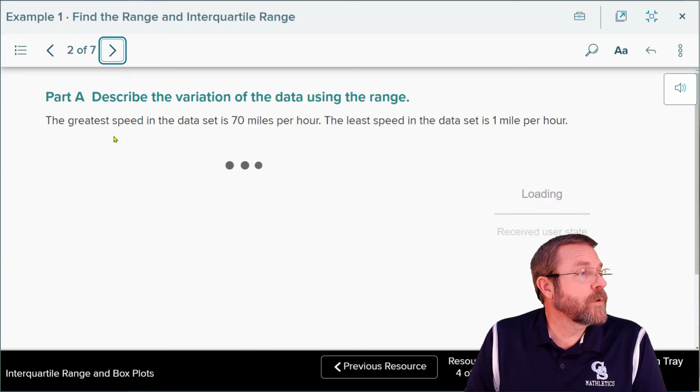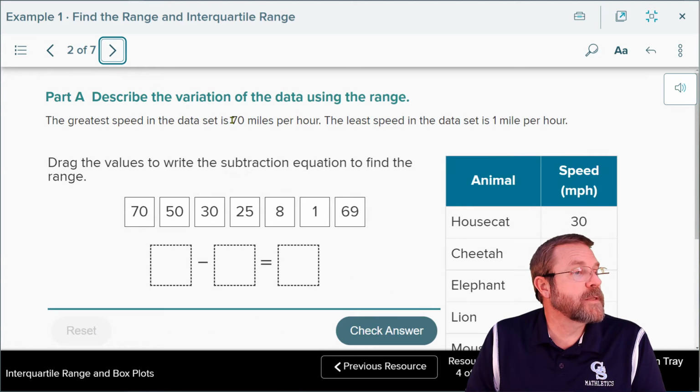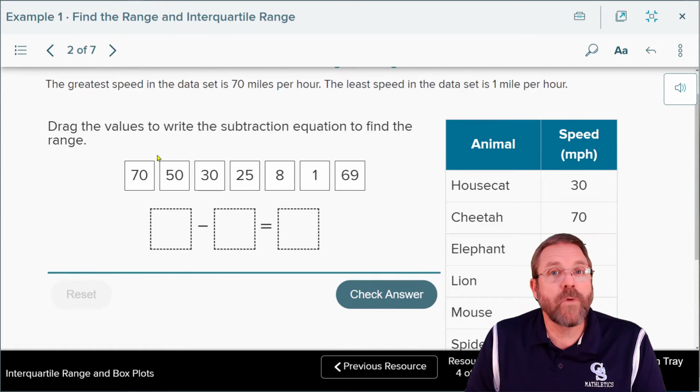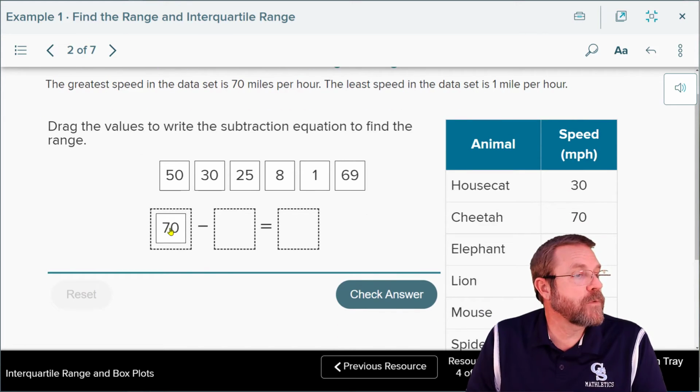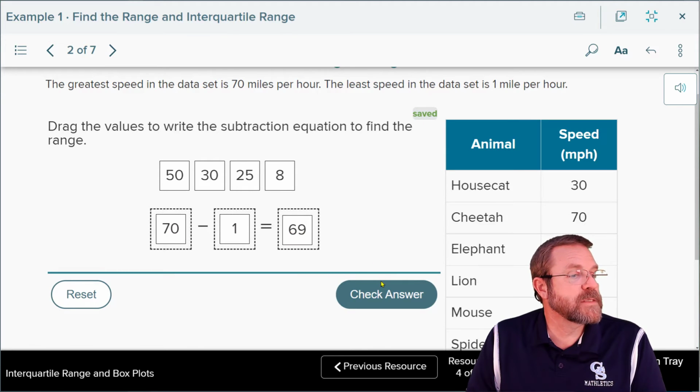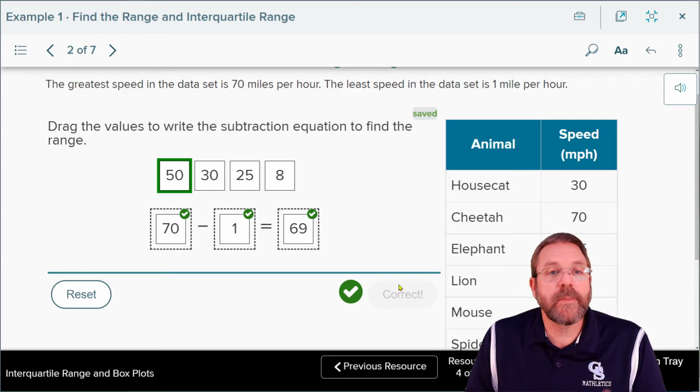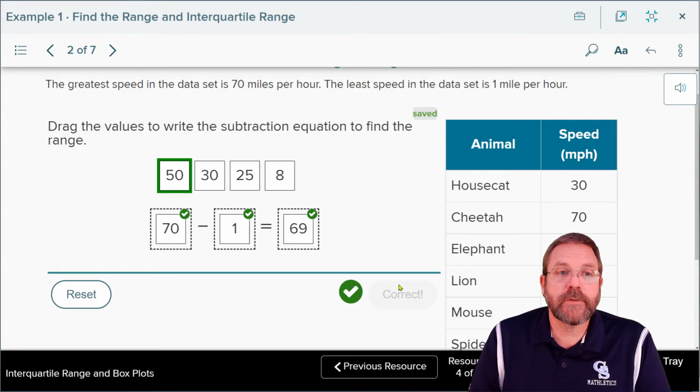First thing we're going to do is note that the greatest speed is 70 miles per hour, and the least speed is 1 mile per hour. So to find the range of our data set, all we have to do is take 70 minus 1, and that's going to give me 69, which is the range of the entire set of data.